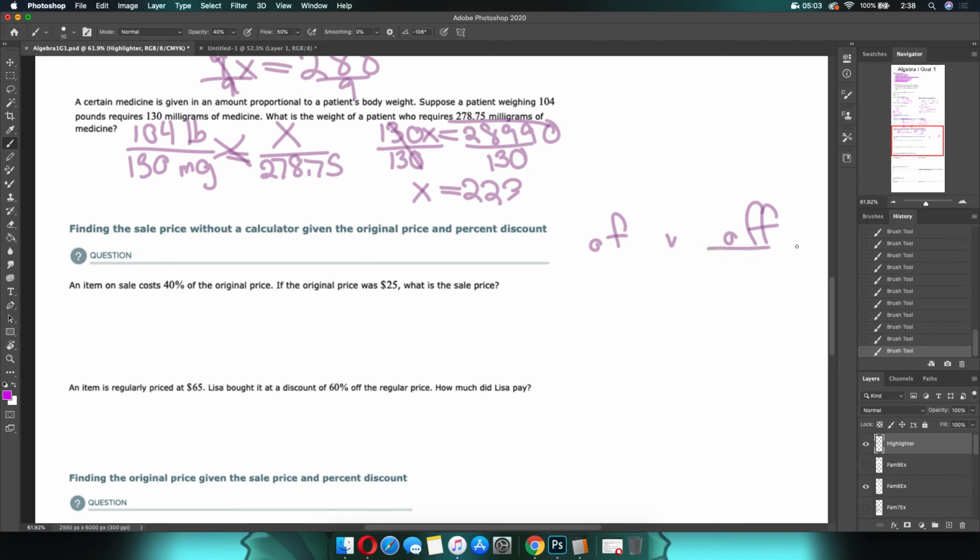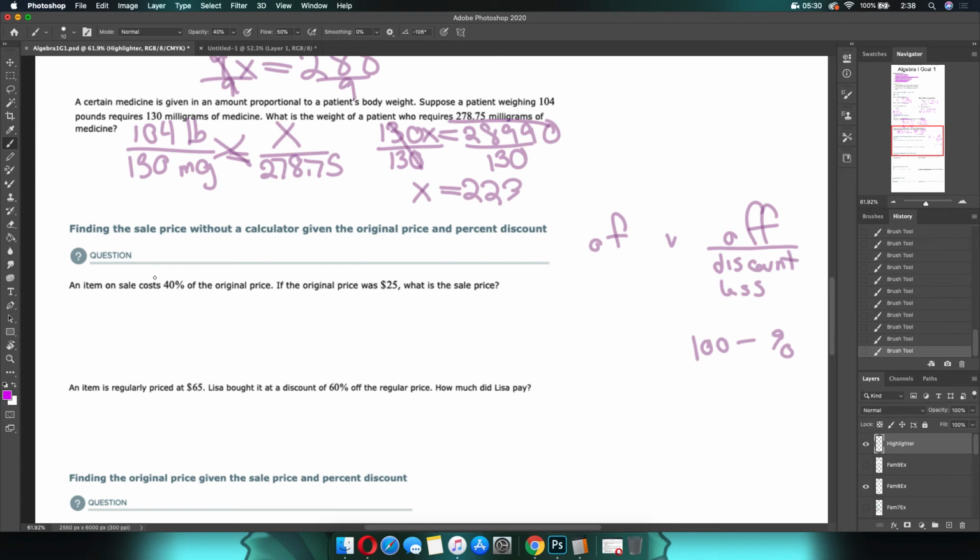But what they do is they tend to disguise your "off" because they don't want to make it that obvious for you. So they tend to give you other words like discount, or maybe they say 20% less or something like that. And that's where you know your extra step is going to come into play, because you're going to take your 100 and subtract the percent that they give you. So from here, it is 40% of.